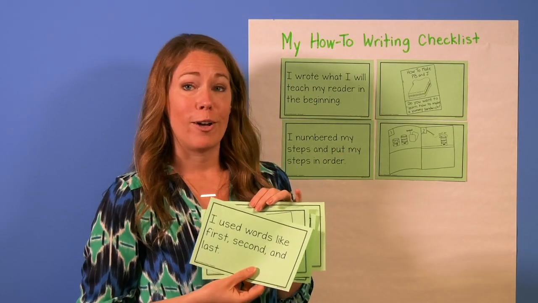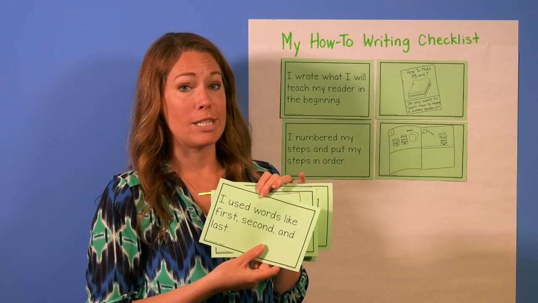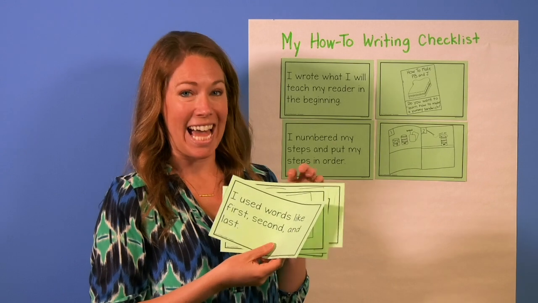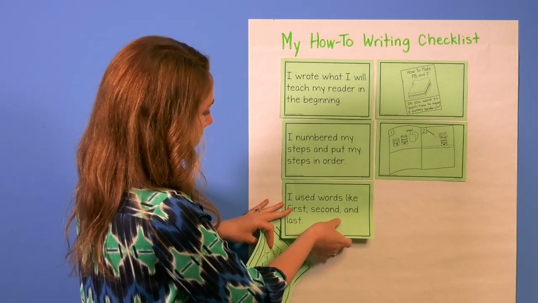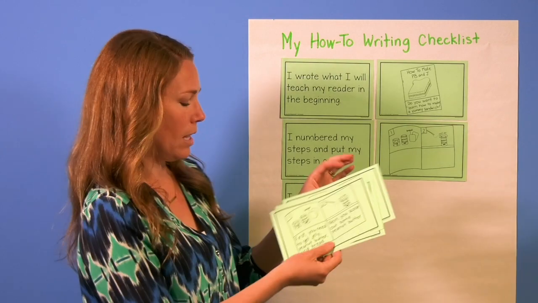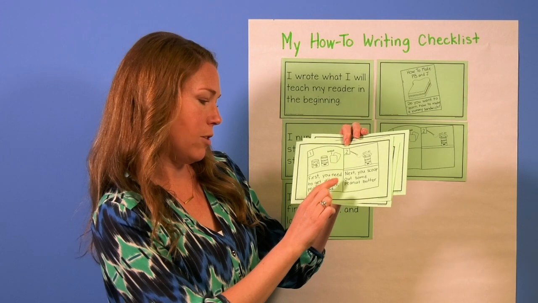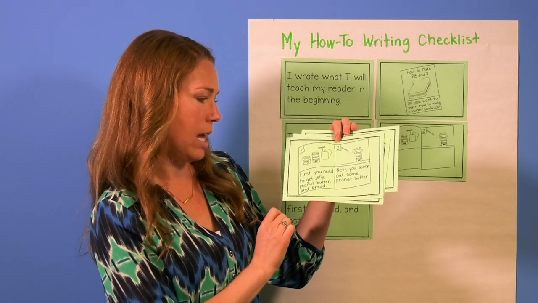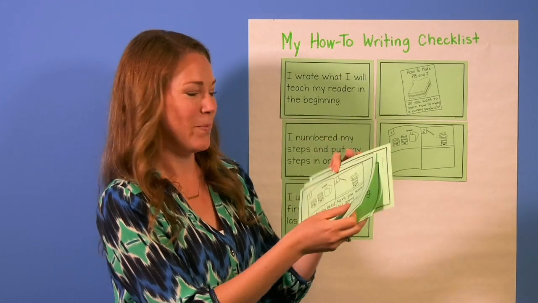Next, how-to writers check some of their words. This says, I used words like first, second, and last. And here's an example. First, you need to get jelly, peanut butter, and bread. Next, you scoop out some peanut butter.